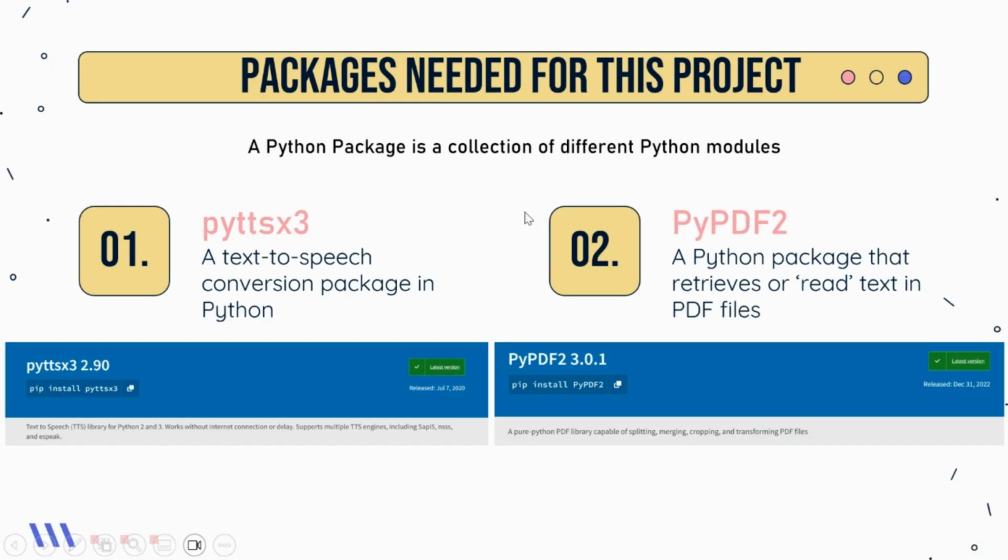So, talking about packages, in this project, there are two packages that need to be installed for this audiobook project. A package is basically a collection of different Python modules, and the first package is pyttsx3, which is a text-to-speech conversion package in Python. We will use this package as our audiobook reader or speaker. It reads aloud texts inside our book.